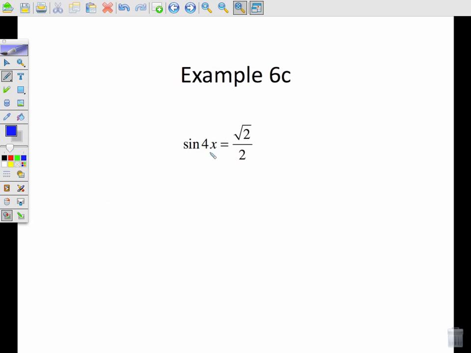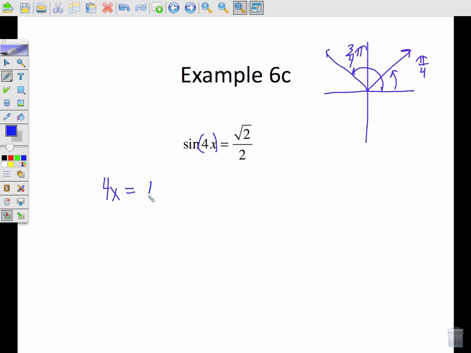Example 6c, we want to find the x values that would make this true. It's already solved for the sine of 4x, so we need to figure out what 4x would equal when the sine is root 2 over 2. First of all, sine is positive up here in quadrant 1, so this would be my pi over 4 angle. It would also be at quadrant 2 here, 3/4 pi. So you set 4x equal to, let's do pi over 4 first, and we have to add 2 pi n to it.